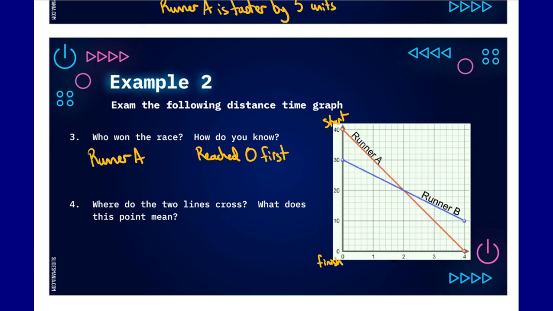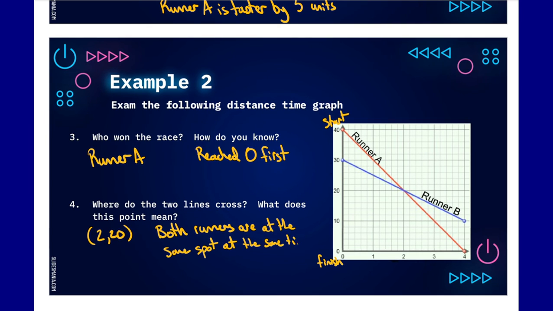Where do the two lines cross? What does this point mean? Well, they cross at the point 220. And what does this point mean? Well, at this point, they're at the same spot. So both runners are at the same spot at the same time, referring to this point here, 220.